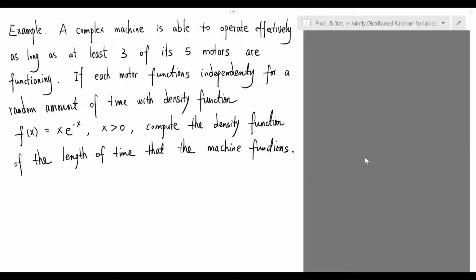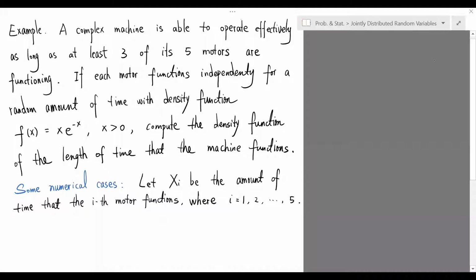A complex machine is able to operate effectively as long as at least 3 of its 5 motors are functioning. If each motor functions independently for a random amount of time with density function f(x) = x e^(-x), when x is greater than 0, compute the density function of the length of time that the machine functions. To illustrate the approach to this problem, we study a few numerical cases.